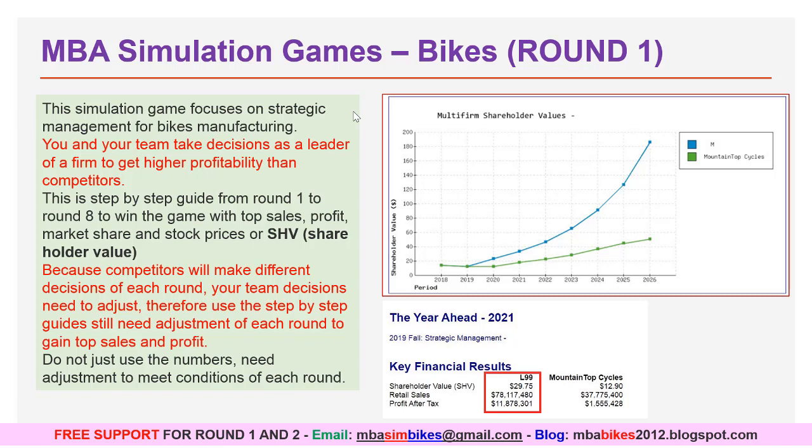Because competitors will make different decisions each round, your team's decisions need to adjust. Therefore, use this step-by-step guide, but adjust depending on the situation of the real game, because competitors' decisions may change all the time. Every round they change their decisions, so we need to adjust our decision numbers. These are guidelines, so do not just use the numbers. You need to adjust the decisions to meet the conditions of each round. On the right corner, you can see an example result for 2021 with very good shareholder value after the first round.